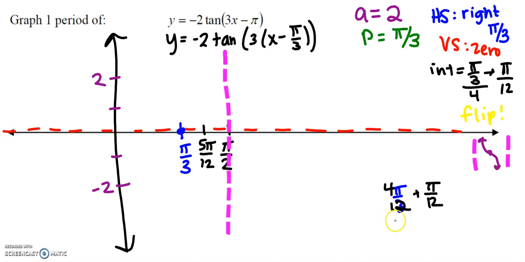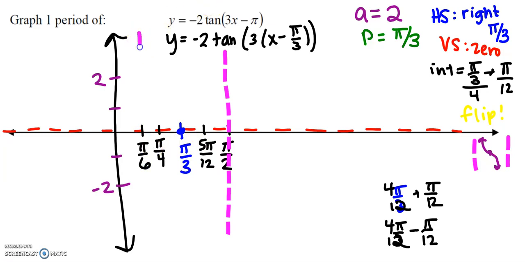Then if I was at pi over 3, and I needed to go backwards pi over 12, this again would have been 4 pi over 12. 4 minus 1 is going to be 3 pi over 12, which is really pi over 4. And then I need to go backwards one more pi over 12. So this was 5, this was 4, this was 3. This would be 2 pi over 12, which is really pi over 6.